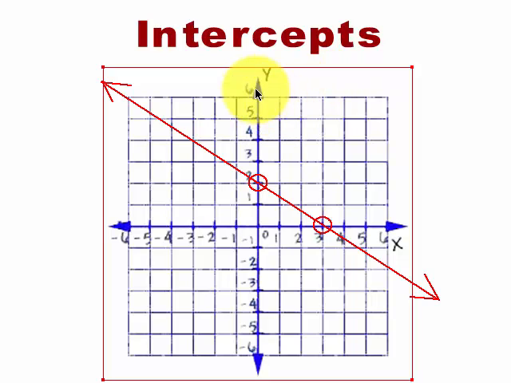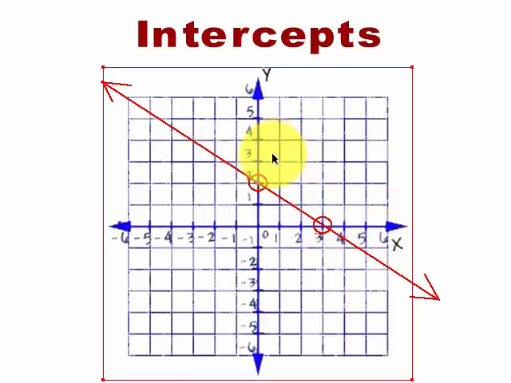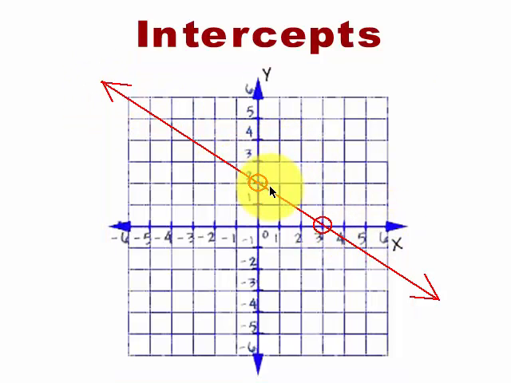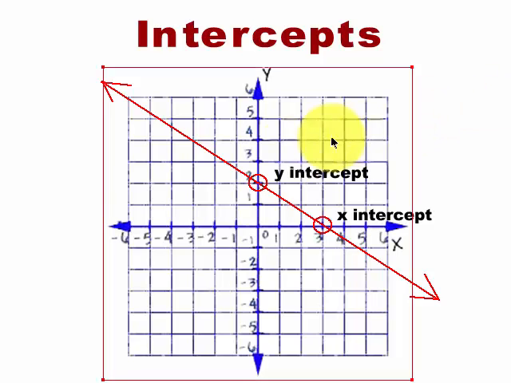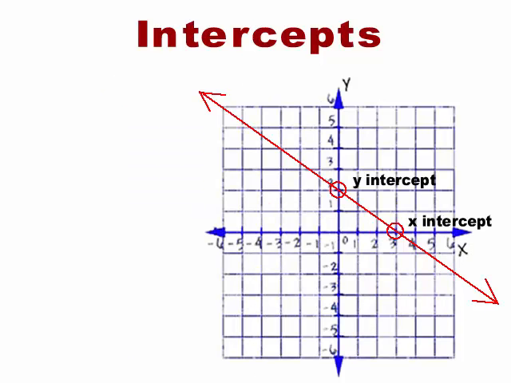So here's where this line crosses the y-axis. Here's where it crosses the x-axis. Pretty basic, right? That's the point that crosses the x. That's the point of the graph that crosses the y. This is called the x-intercept because it intercepts the x-axis. And this is the y-intercept. Intercept basically means crosses. So let's do a couple.